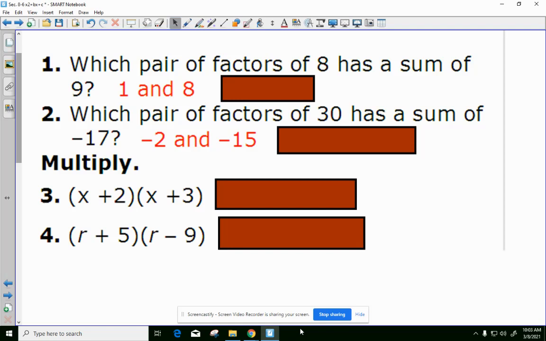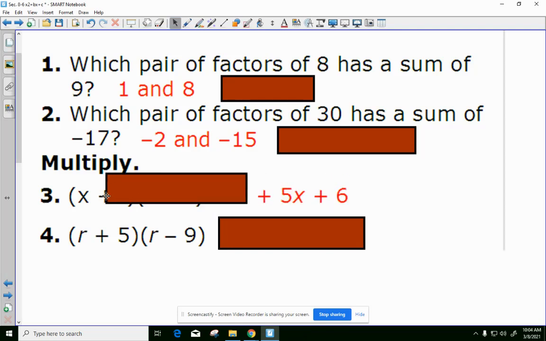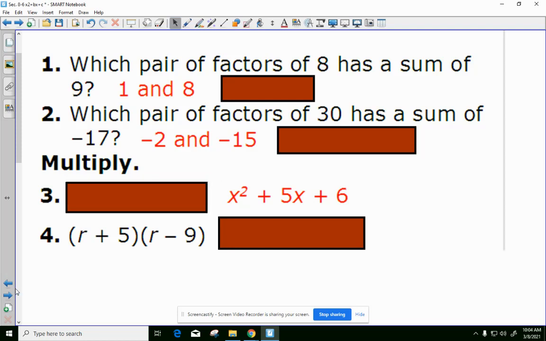All right? Okay. Well, in number 3, this is something that we've already done, right? What method puts number 3 together? Foil. All right. First, outer, inner, last. What do you got, Mia? X to the second. Plus 5x. Yep. Plus 6. Very good. So your outers and your inners, 2x and 3x. 2 plus 3 gives you that 5x. But then last, 2 times 3 gives you 6. So x squared plus 5x plus 6.